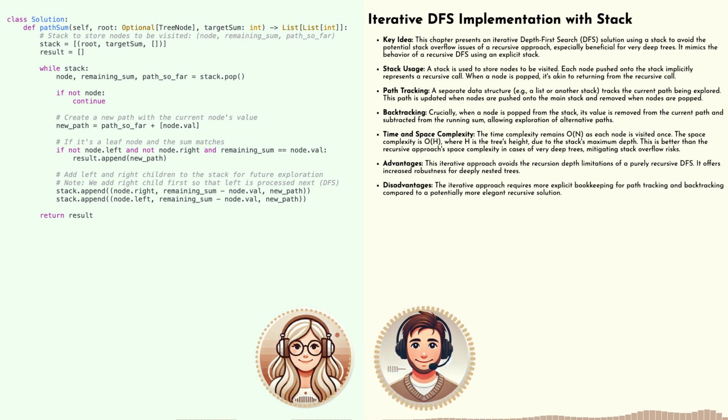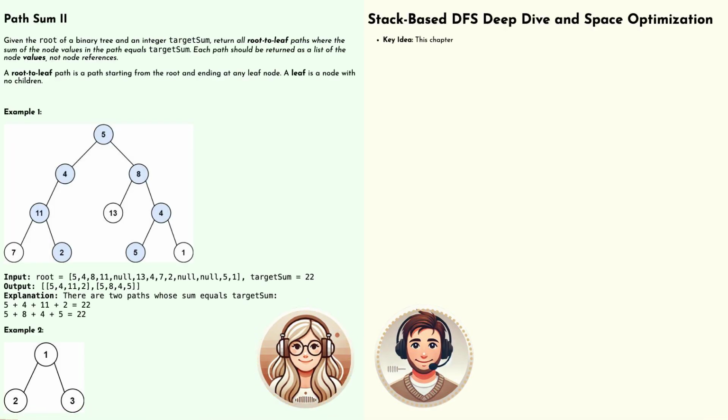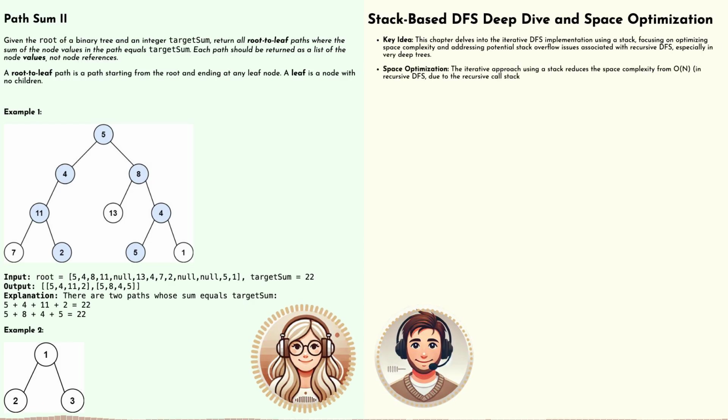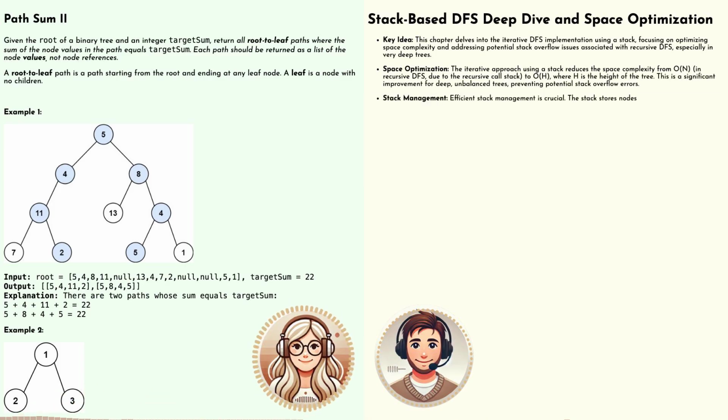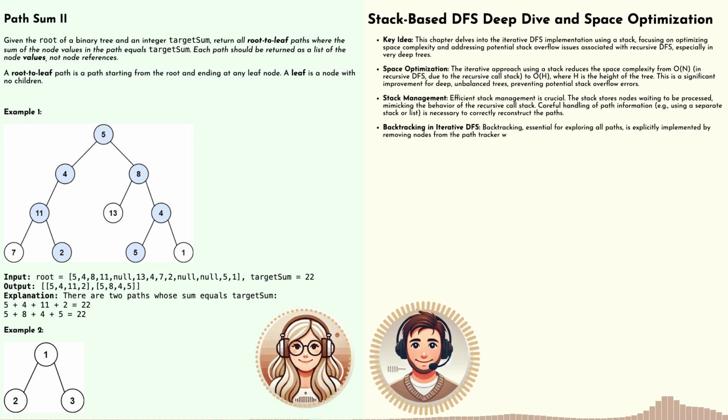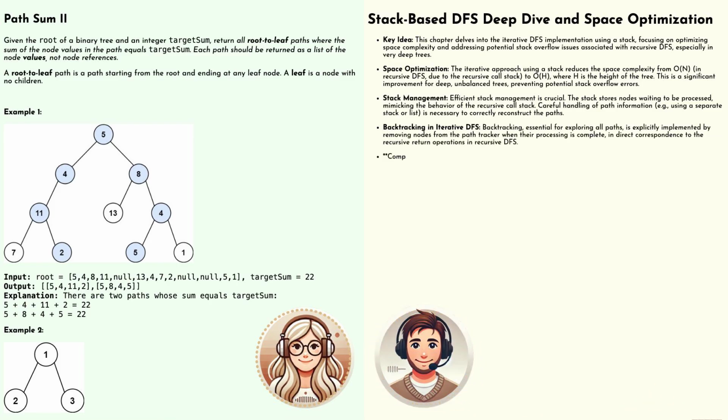So walk me through how we'd actually use a stack for this. I'm all ears. All right, so picture this, our stack. It's like a to-do list for the nodes we need to explore. A to-do list. Okay, I like that. We start by pushing that root node onto the stack, along with its initial running sum, which starts at 0, and an empty path list. Okay, so we're prepping the first item on our to-do list, getting it ready for exploration.